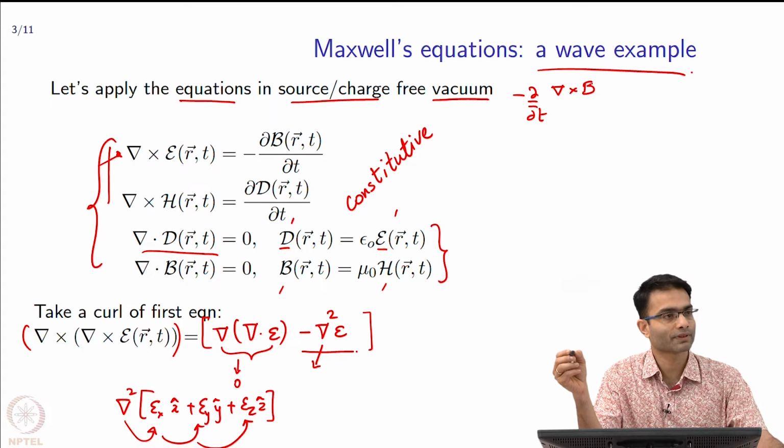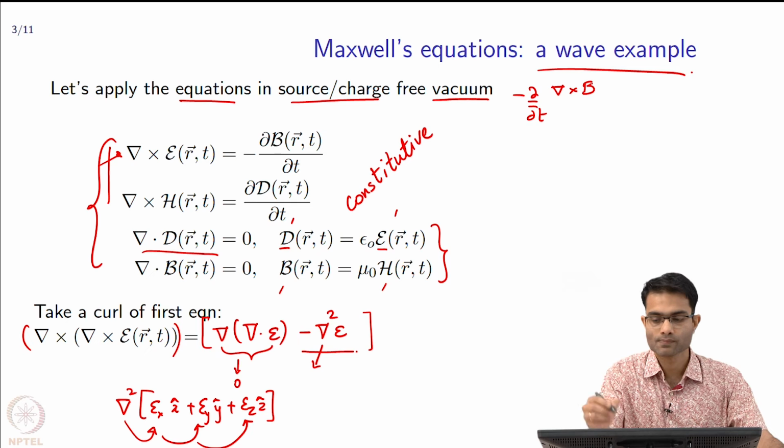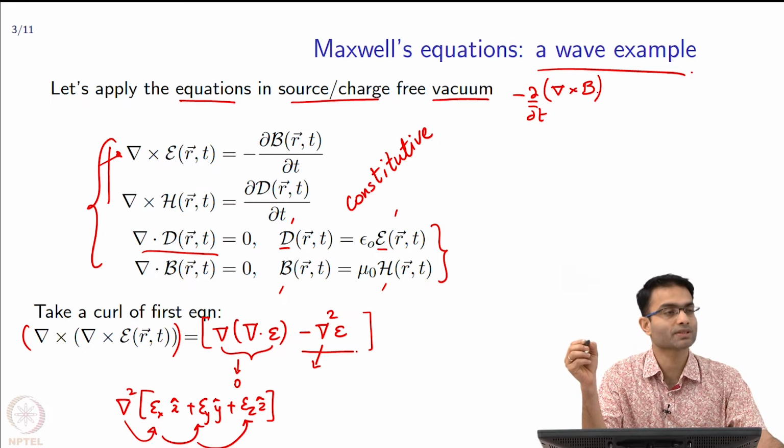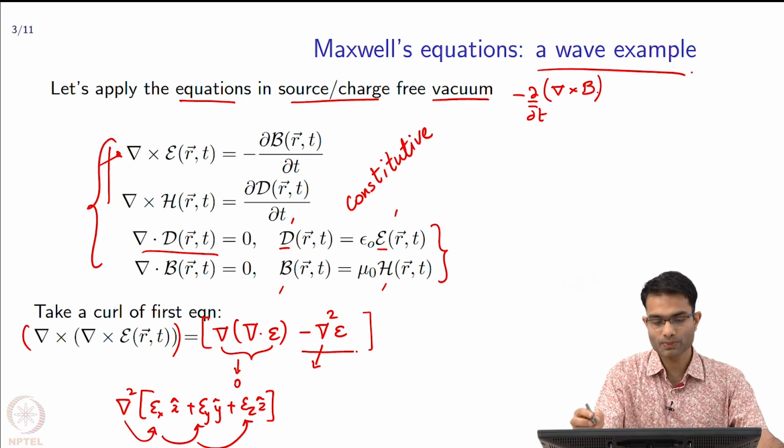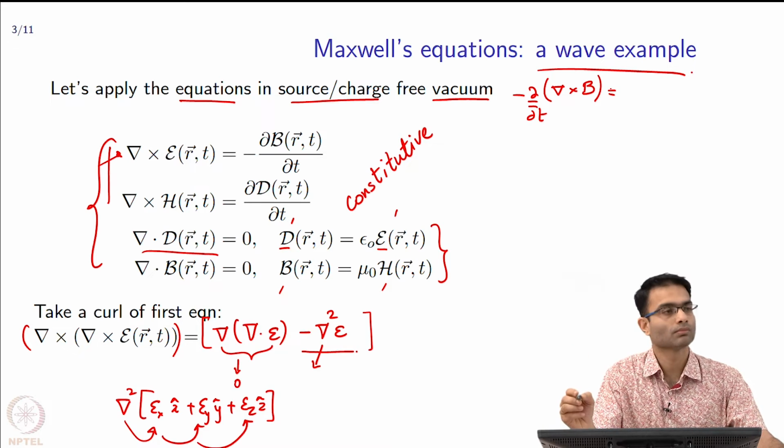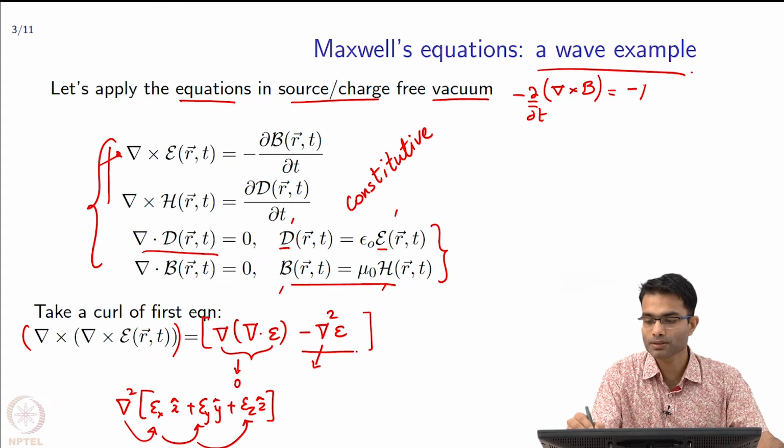How do I simplify further? Do I have a relation that tells me what is del cross B? Do I have a relation that tells me del cross H? Yes. Is there a relation between B and H? Mu 0, right? So del cross B I can write using this over here, B is mu naught H. So this becomes minus mu naught del by del t del cross H.